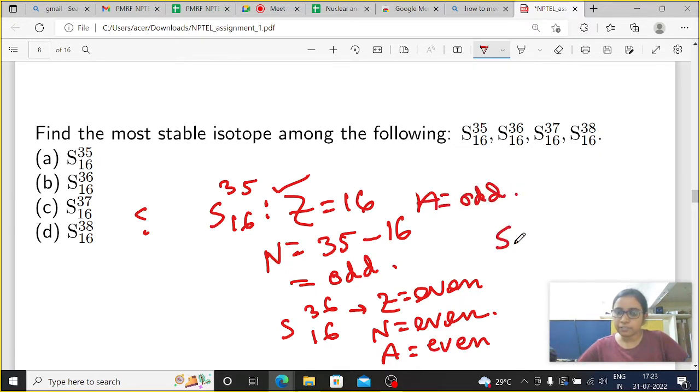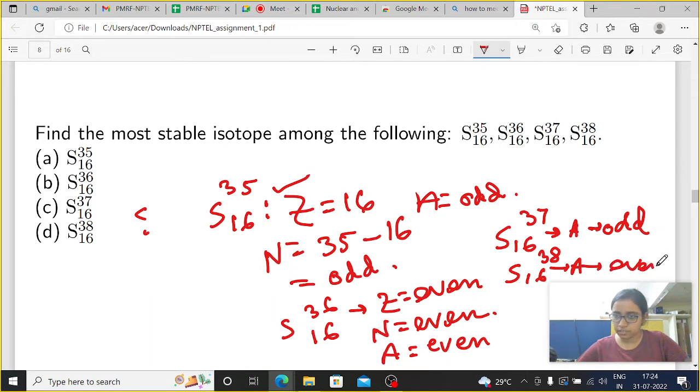And for this one, S-16-35, A is odd, and for S-16-37 also A is odd, and for S-16-38, A is even. So that clarifies all the 4 isotopes here.